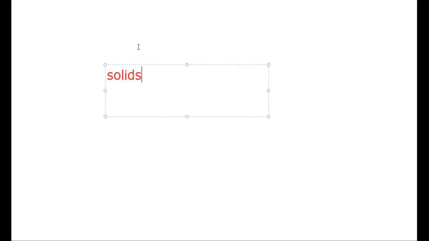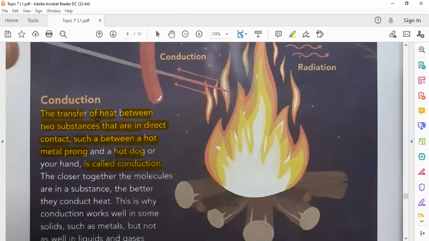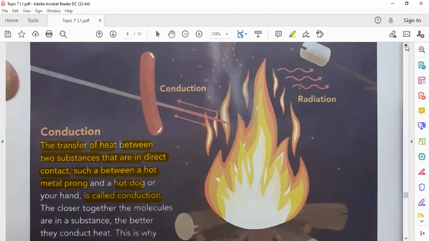So again, conduction is the transfer of heat between two objects or two substances that are in direct contact. It can also occur within the same object, for example what happens in metals. And remember that heat always moves from a hot object to a cooler object.